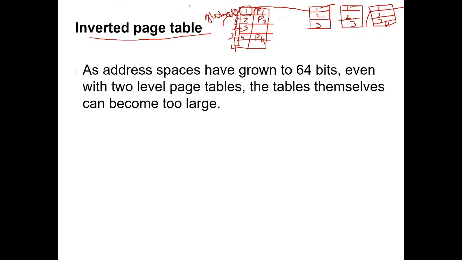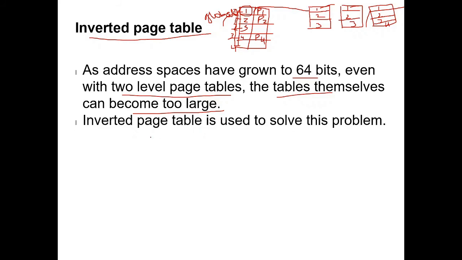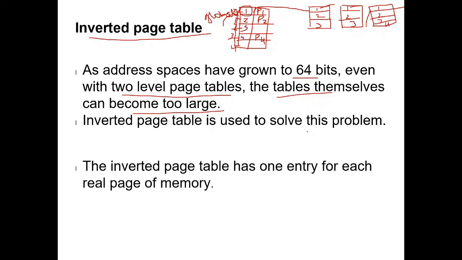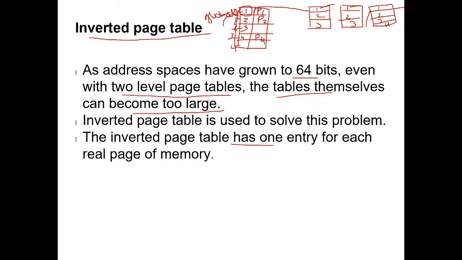As address spaces have grown to 64 bits, even with 2-level page tables the tables themselves become too large. Sometimes even if the systems are more than 64-bit configuration, even if you apply the 2-level paging scheme, the page table size will not reduce. The inverted page table is used to solve this problem. The inverted page table has one entry for each real page of memory.